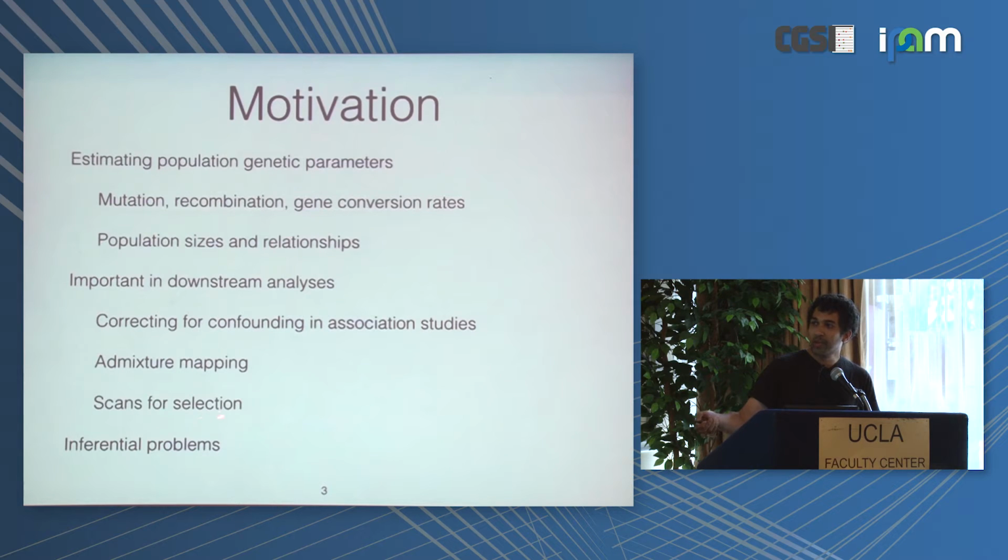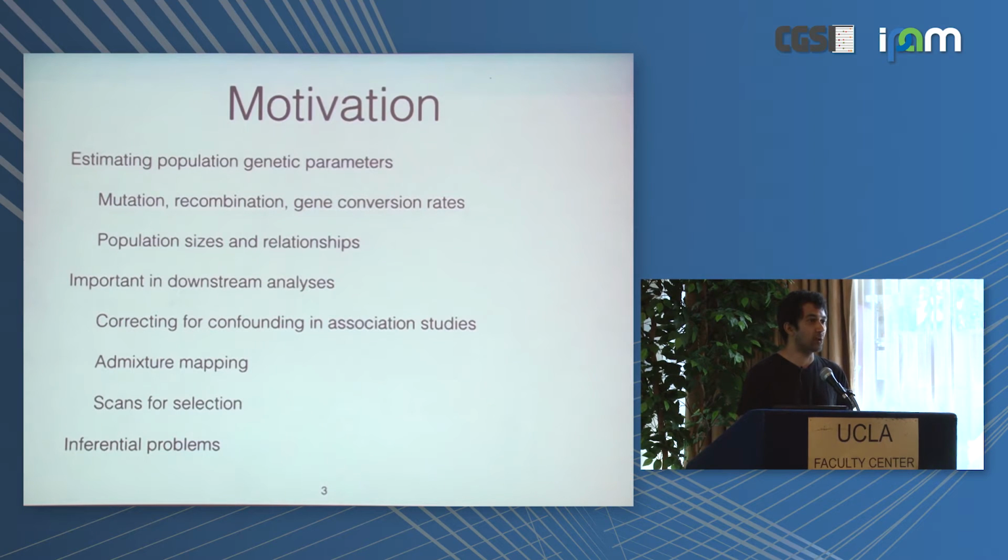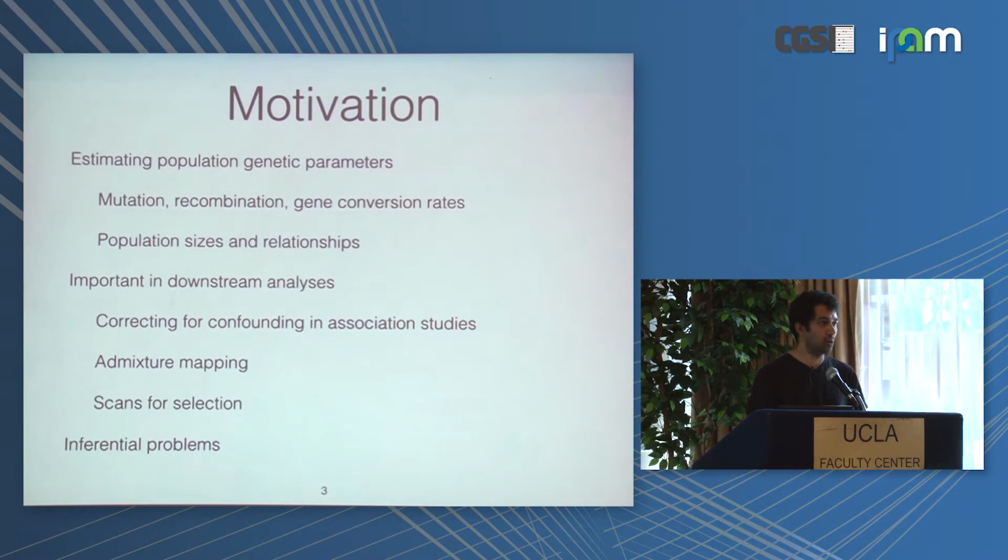And when we're doing studies like scans for selection, we need appropriate null models. Again, these kinds of analyses furnish us with the appropriate null model in a lot of downstream analyses. So those are the reasons why these evolutionary models are interesting in population genomics.